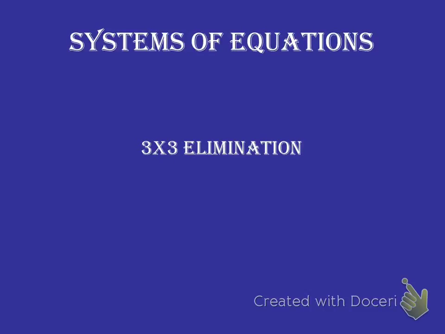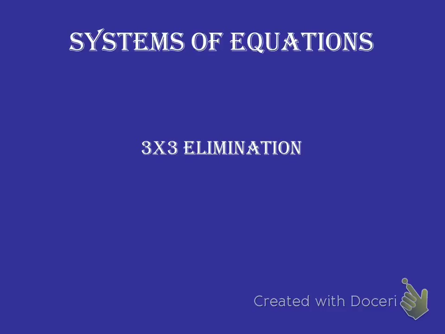Yesterday, I didn't call it this at any point. What we did was solve 2x2 systems of equations. What do we mean by 2x2 systems of equations and 3x3 systems of equations? What do you think that means? 2x2 means two equations with two variables. 3x3 systems of equations are going to be three equations with three variables.